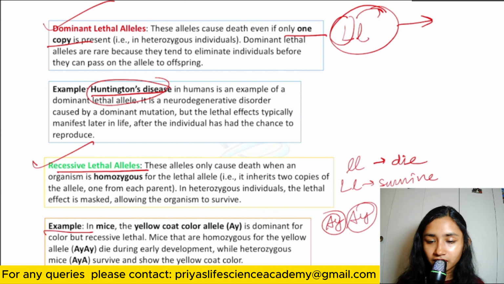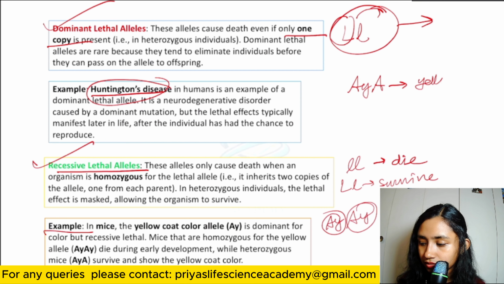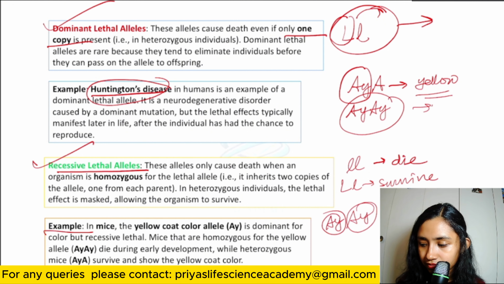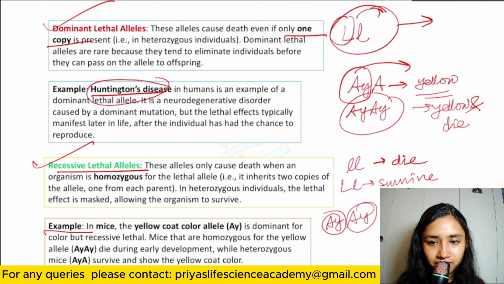I hope you understand. If AY A is present, the coat color will be yellow, but they will survive because this is dominant. This is dominant for color, but if present in double dose, they will be yellow and at the same time they will die. So this is dominant for color, but recessive lethal. When present in double dose, it is a lethal condition.